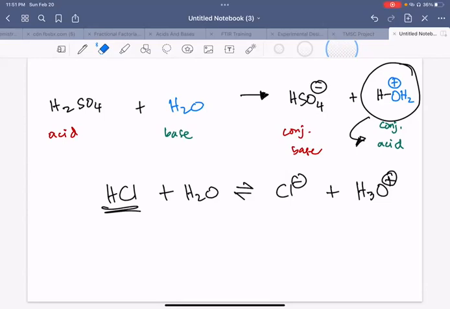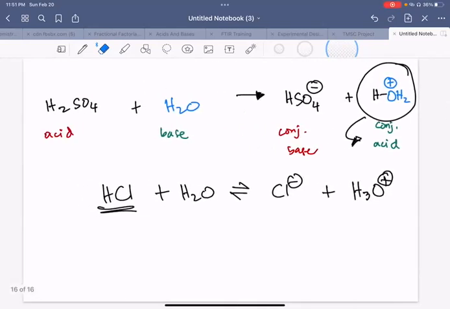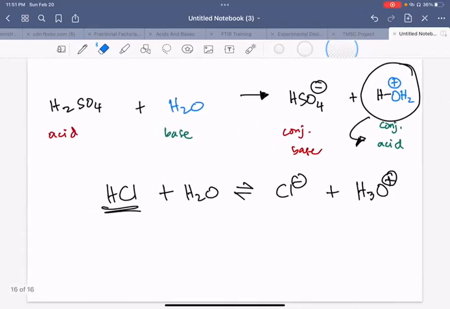So that's all about solvent leveling. In fact, this is just to introduce which type of solvent you should use when you have a strong acid or strong base.